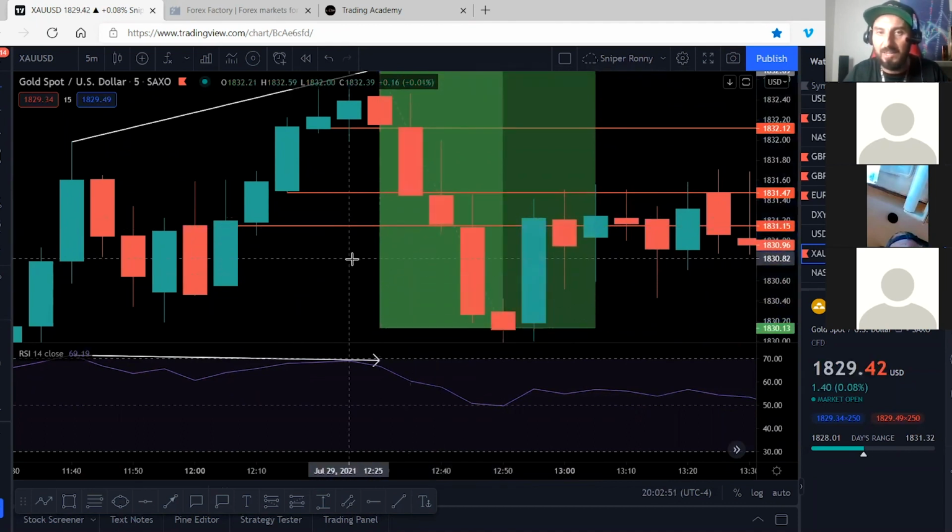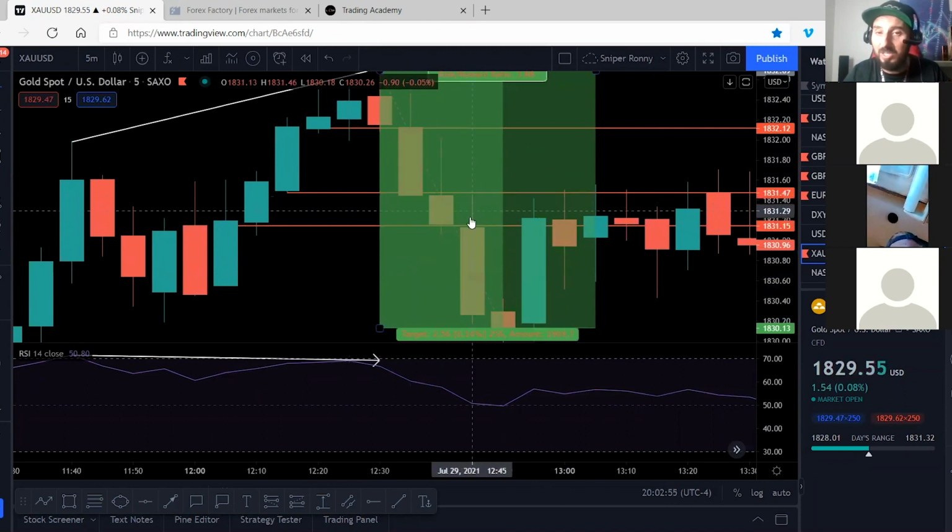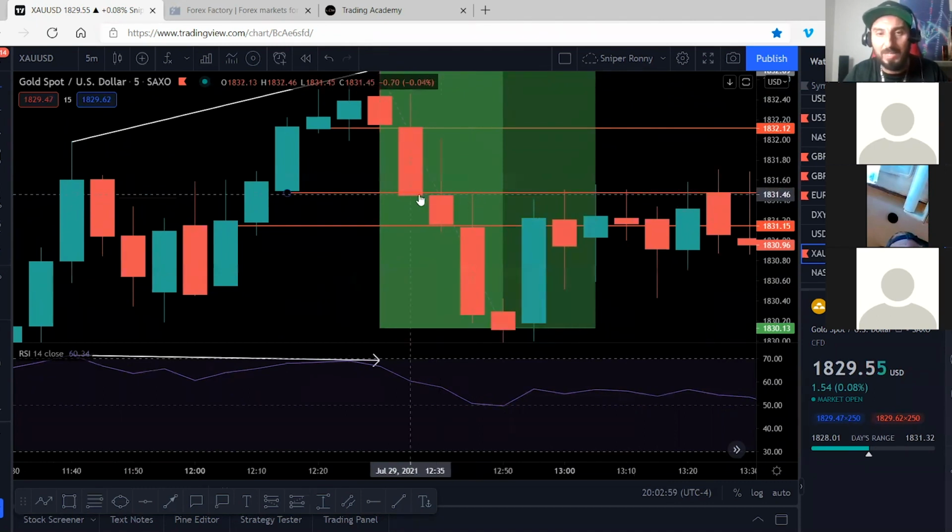We got a shooting star candle. The next candle opens right here, has some buying pressure. That's identified by this upper wick. Look at my resistance now. When we break a support line, it acts as resistance. Look at the price action, guys. It comes right back up to that line. I'm not making this up.